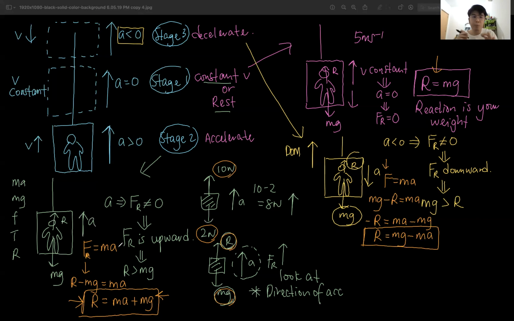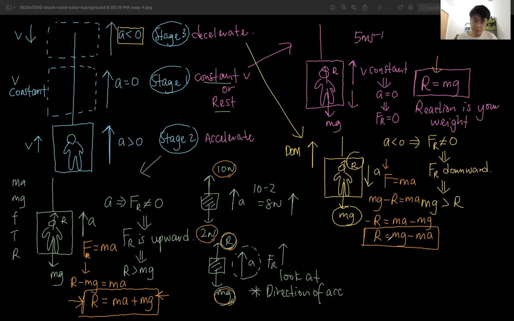If you put a weighing balance in the elevator and you stand on the balance, when the elevator is accelerating, at constant velocity, or decelerating, the pointer will keep changing because the balance is reading the reaction force.